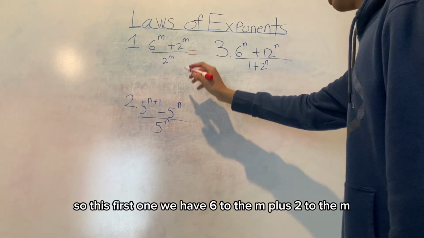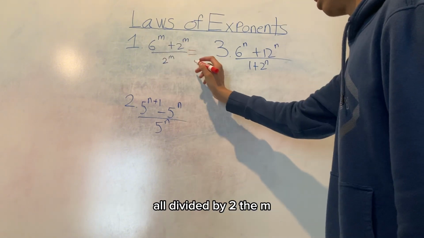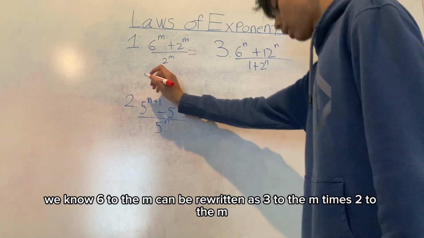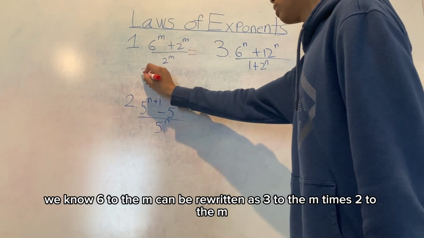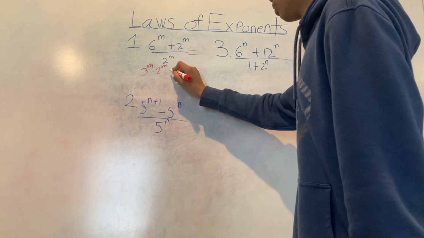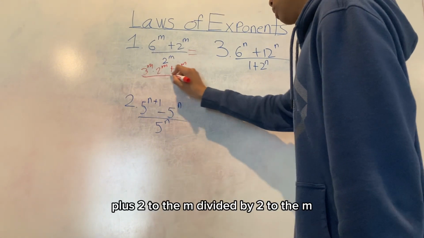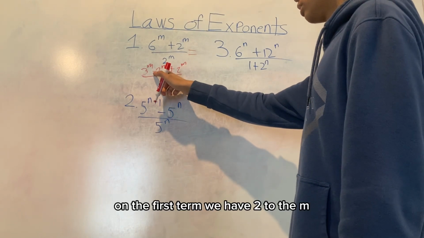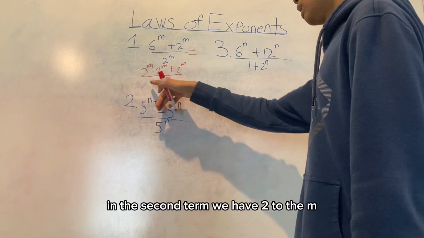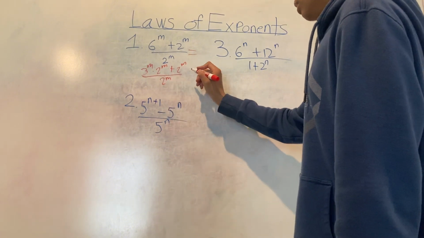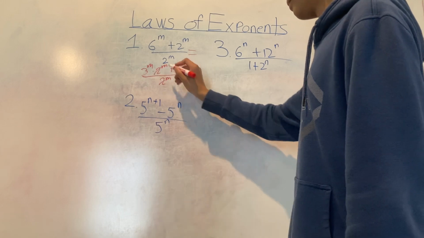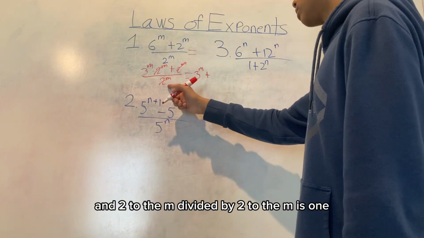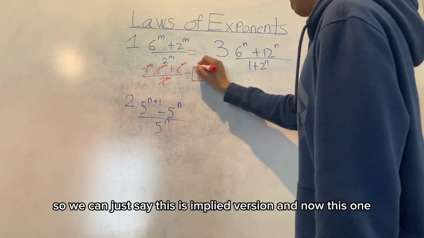So this first one, we have 6 to the m plus 2 to the m, all divided by 2 to the m. So we know 6 to the m can be rewritten as 3 to the m times 2 to the m, plus 2 to the m, divided by 2 to the m. And now we have something common everywhere. On the first term, we have 2 to the m. In the second term, we have 2 to the m. And in the denominator, we also have 2 to the m. So if we cancel everything, we'll be left with 3 to the m plus, and 2 to the m divided by 2 to the m is 1. So we can just say this is the simplified version.